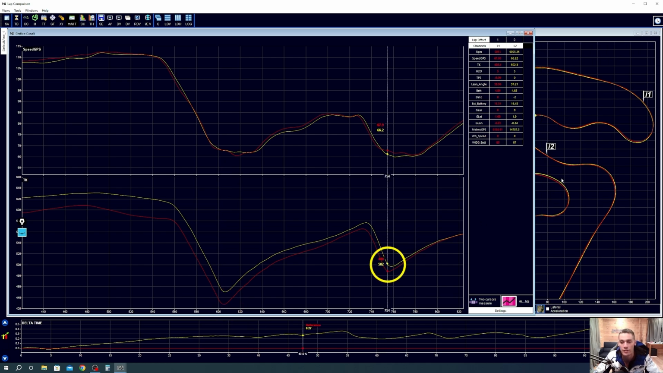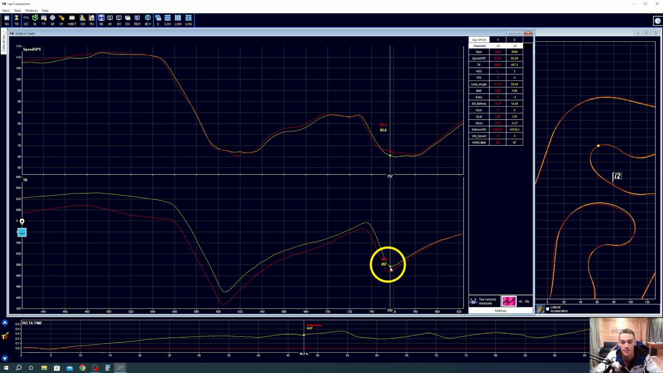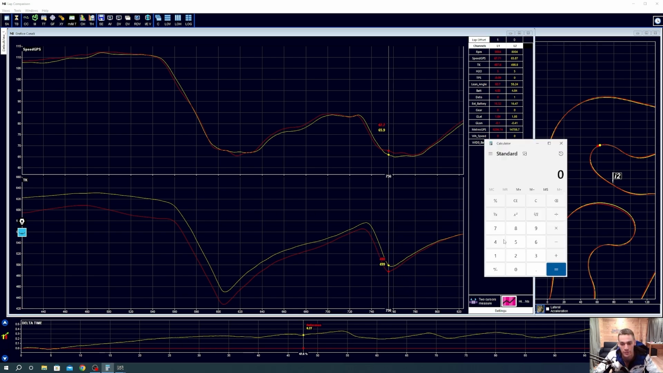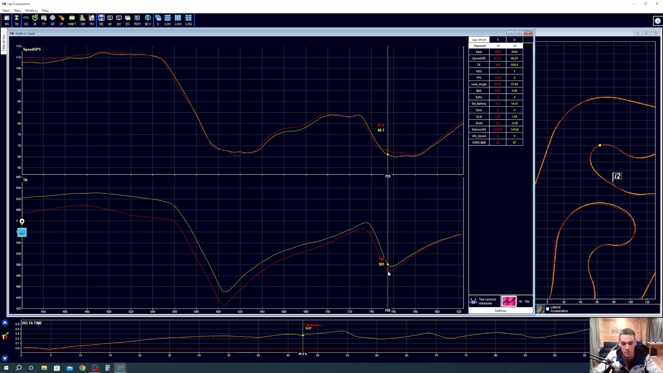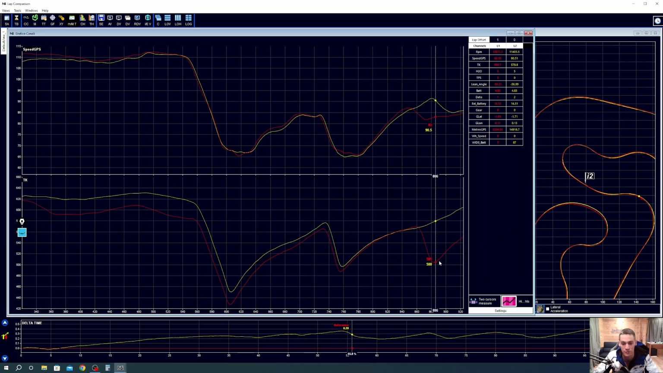Whereas in turn 5 here, in the yellow lap, when he was driving alone, he went on the gas at 758 meters, whereas when he was in the group, he was 2 meters early, so 756. Actually, I can make the calculation for you. If I make 758 minus 756, you can see that there's 2 meters of difference. So you can actually see it. The red starts to go up a little bit earlier than the yellow. It's a subtle difference, but you can see it.